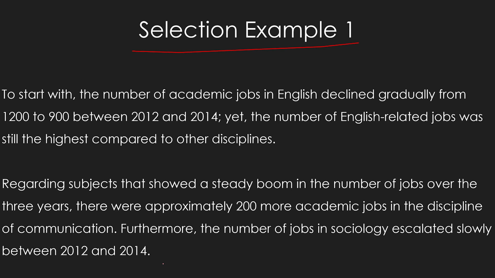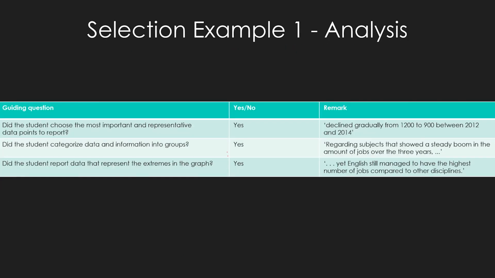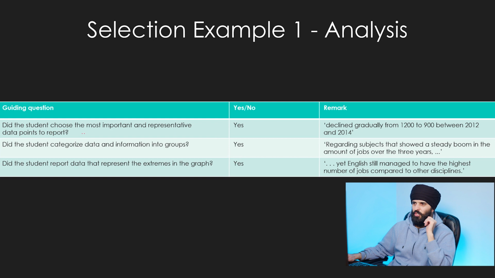Now, let's look at the quick analysis for this answer. First of all, did the student choose the most important representative data points to report? Yep, they did. See this bit where they talk about decline gradually from 1,200 between 2012 and 2014? Those are the key things, and you have to talk about that.